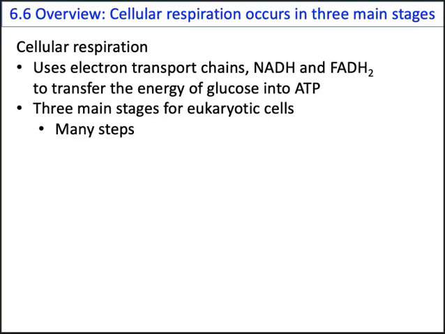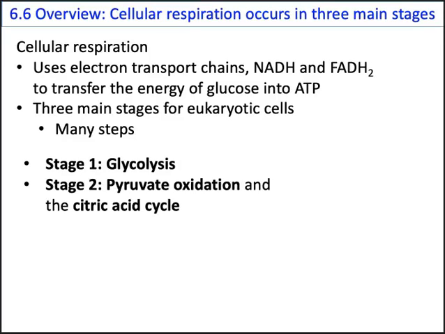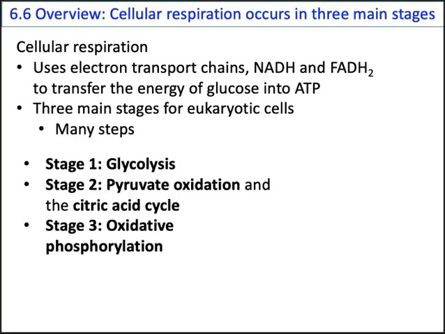There are 3 main stages in cellular respiration for eukaryotic cells, and there are many steps in each of these stages. I'm not going to make you memorize each of those steps, but you do need to know each of the 3 main stages and the outcomes for each of the stages and some of the details in between, which we'll be talking about. So stage 1 is glycolysis. Stage 2 is pyruvate oxidation and the citric acid cycle. And stage 3 is oxidative phosphorylation. Together, these 3 stages work together to generate ATP for the cell.